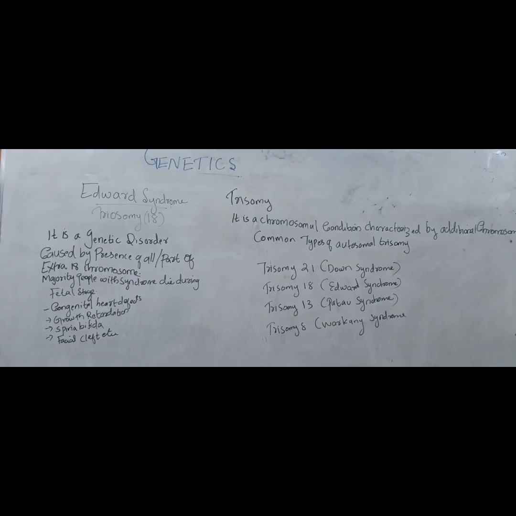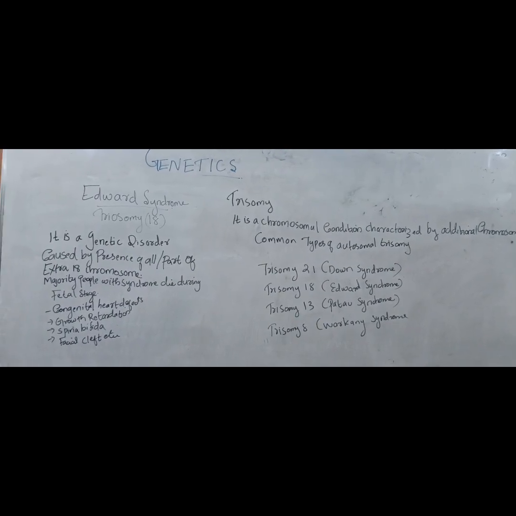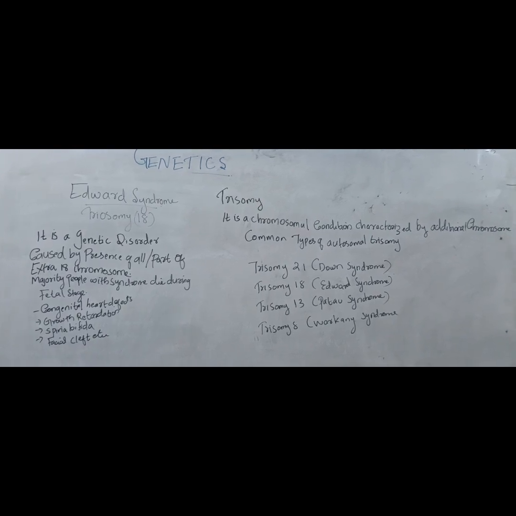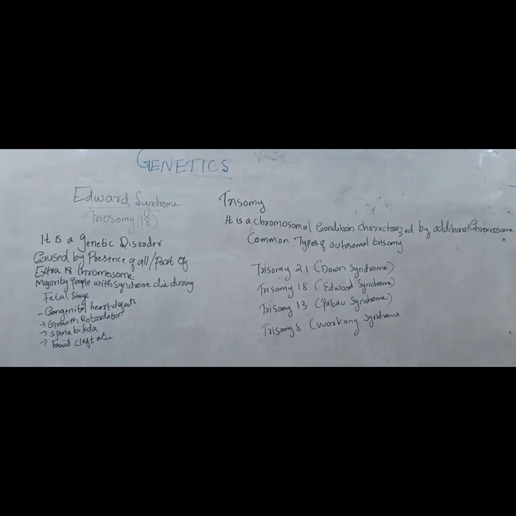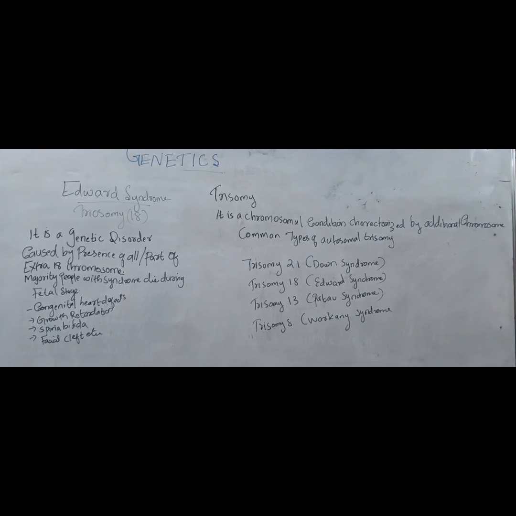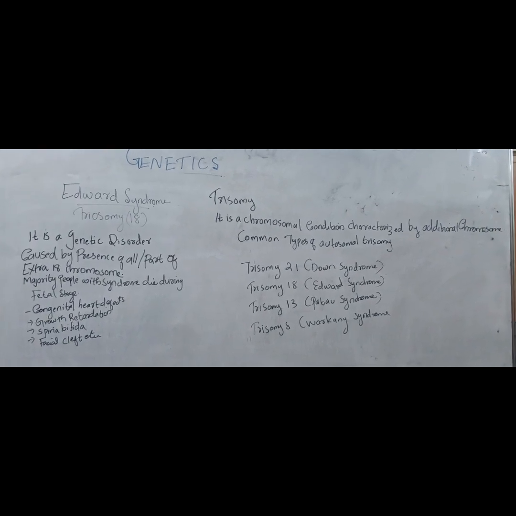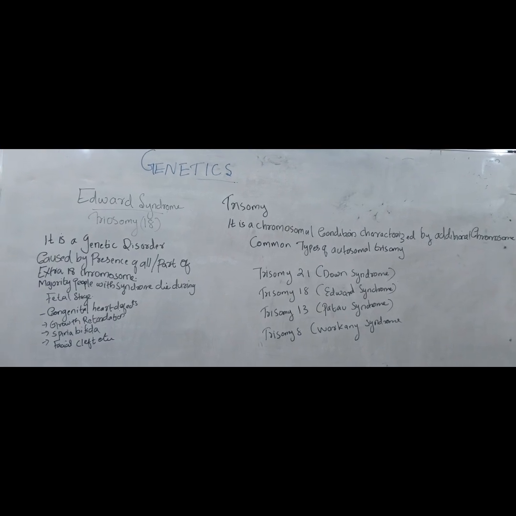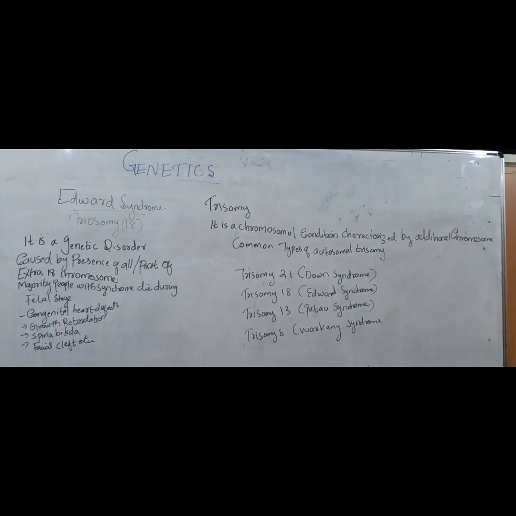The next we will discuss is Edwards syndrome. It is also known as trisomy 18. It is a genetic disorder caused by the presence of all or part of an extra 18 chromosome. The majority of people with this syndrome die during the fetal stage. We can see congenital heart defects, growth retardation, spina bifida and facial cleft.